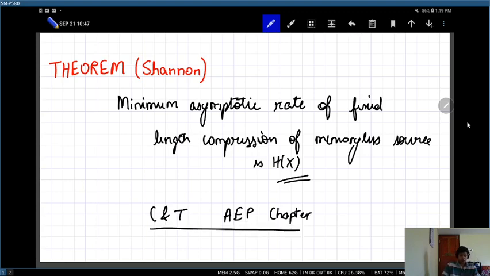The only difference between what was covered in this particular video and what is in Cover and Thomas is that Cover and Thomas uses weakly typical sequences rather than strongly typical sequences that I've used in this particular lecture.